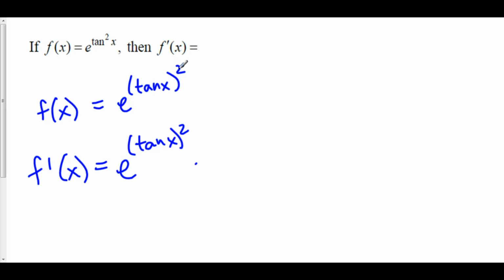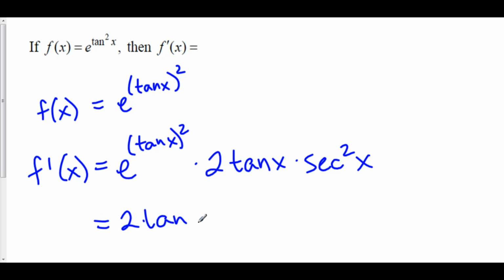Now my stuff here is tan x quantity squared. Well, that's stuff squared. And the derivative of stuff squared is 2 times stuff times the derivative of the stuff. And our new stuff now is tan x. The derivative of tan x is secant squared x. And so our derivative here is 2 tan x secant squared x e to the tan squared x. And that's the answer.